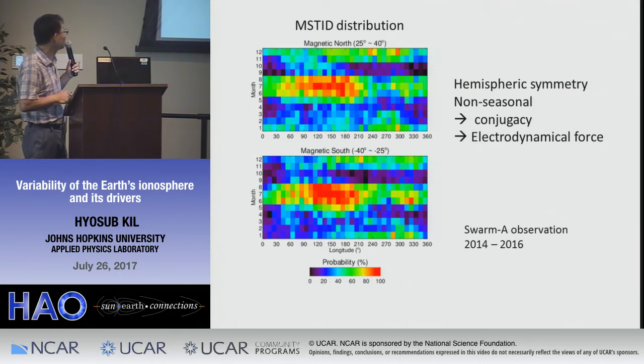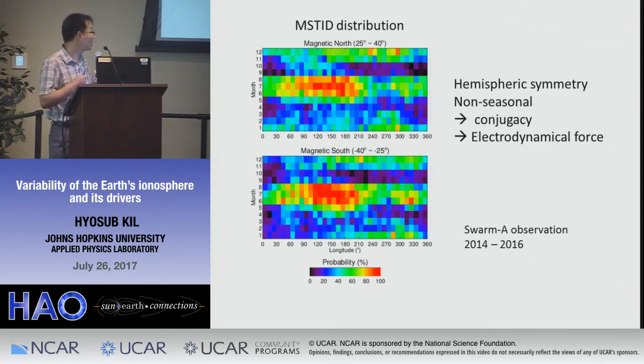And in this longitude region, this is the Asian sector, the TID occurrence is almost 100% during the northern summer period. So this similarity of the distribution and annual variation is a strong indicator of the conjugate property in MSTIDs.